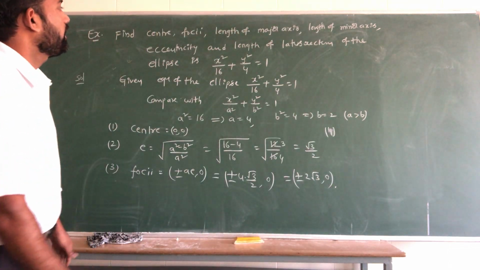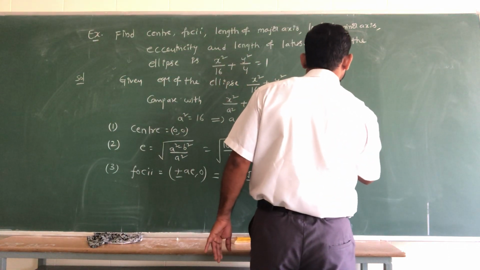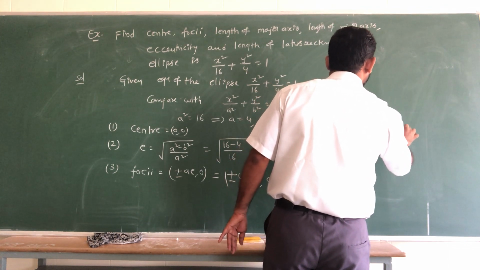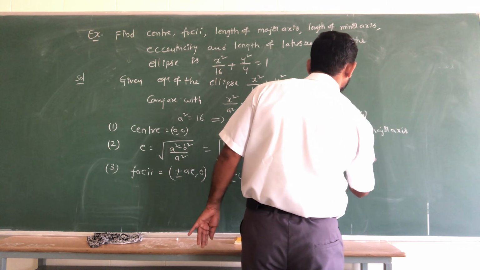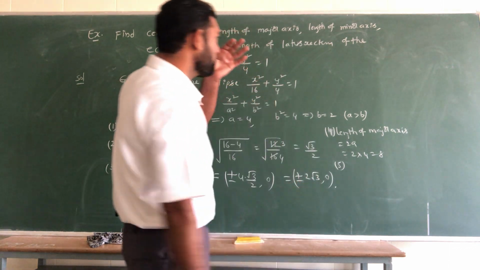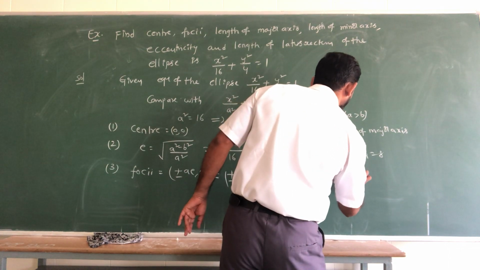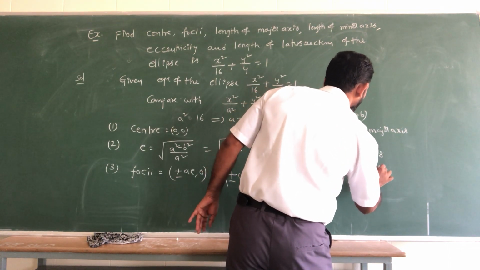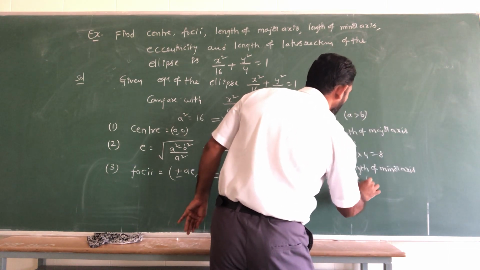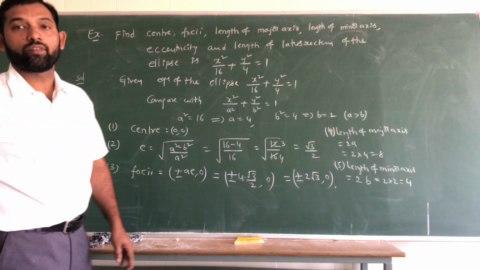Length of major axis. That is 2a, so 2 into a value 4, that is 8. Next, the fifth point: length of minor axis. You see the table and write the value 2b. So 2b means 2 into 2, that value is 4.